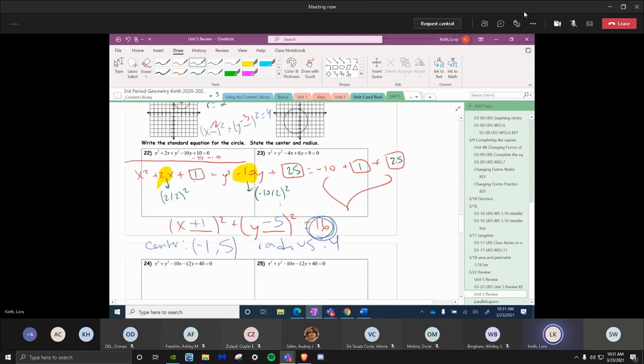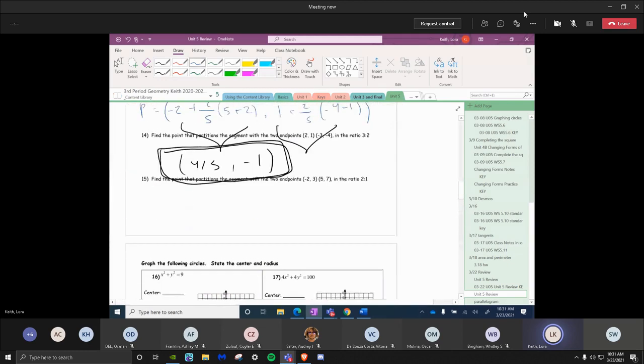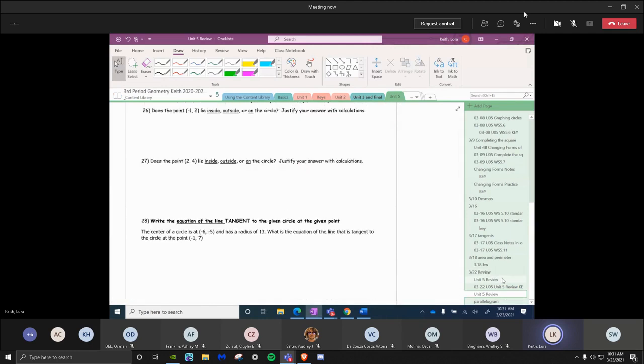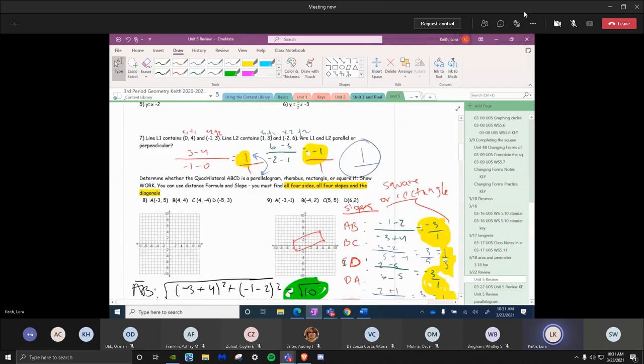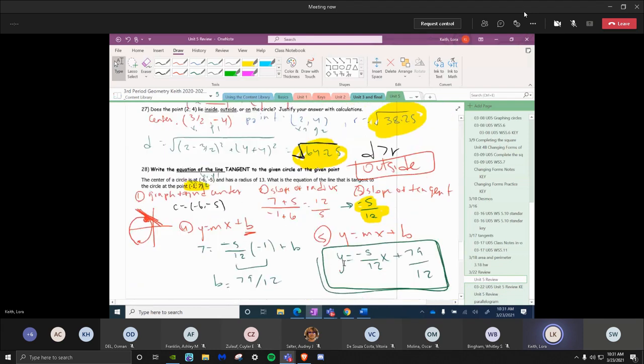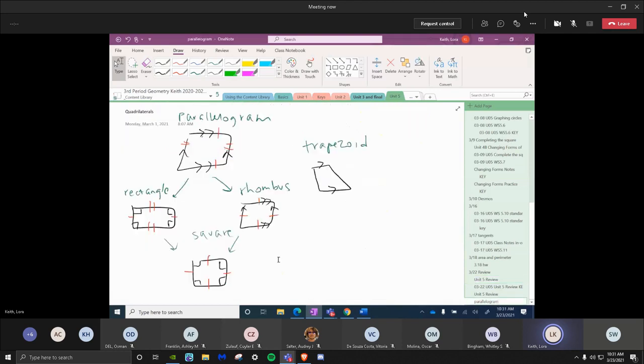Okay, so you guys should probably be bored of that. We've done a lot of those. So just make sure that you study the tangent that we did yesterday. It's right here under Unit 5 review. You can use these notes on your test, but just make sure you know where everything's located. Also, go back over this parallelogram sheet.